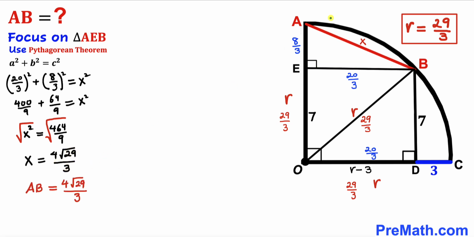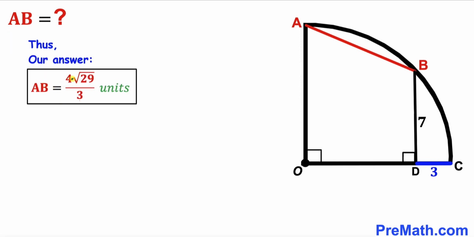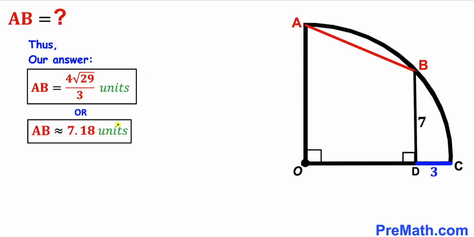And now since x represents this chord AB, so therefore our AB length turns out to be 4 times square root of 29 divided by 3 units. So thus our chord AB length turns out to be 4 times square root of 29 divided by 3 units. And that one is going to be approximately equal to 7.18 units as well.